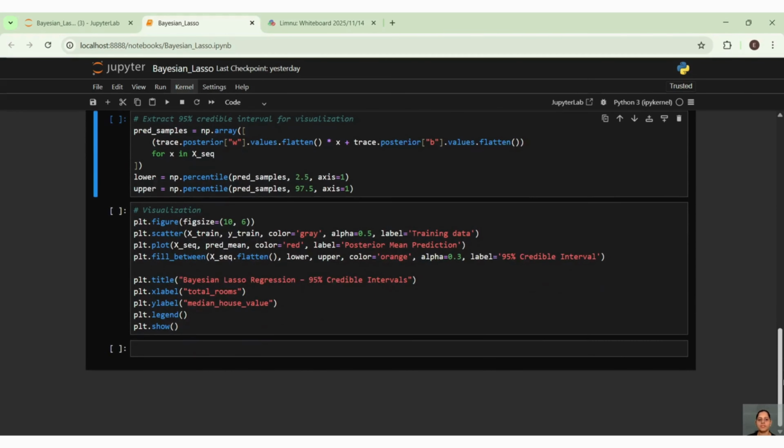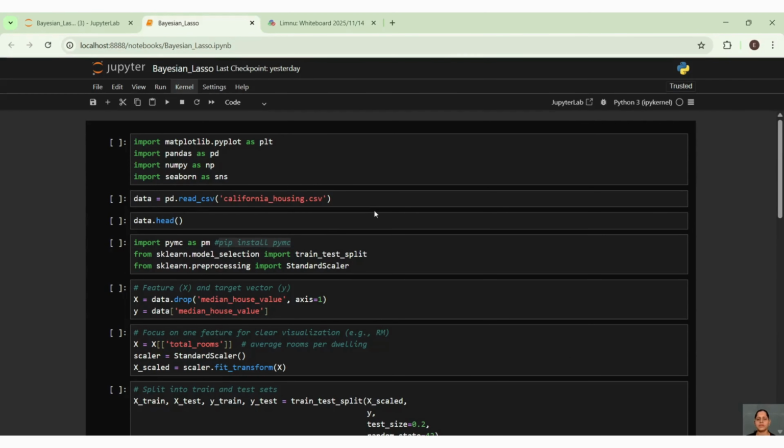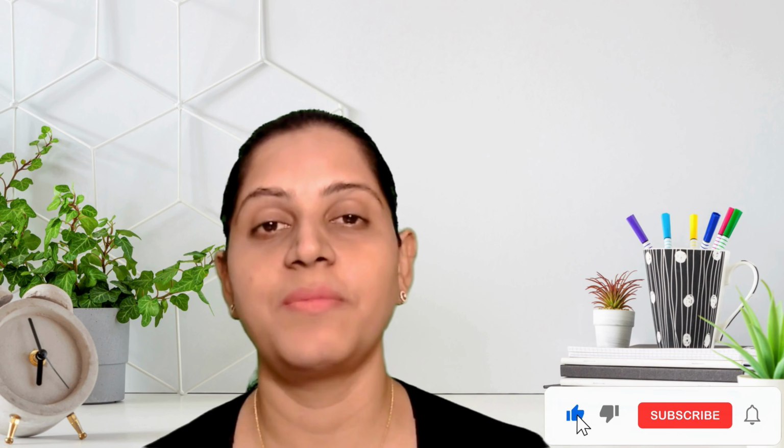Then finally we are visualizing the relation between total rooms and median house value. So this is the whole code. Just observe this, understand how we are calculating this, and we will meet in our next video. That is all for now, guys. We will talk about cross validation in our next video.